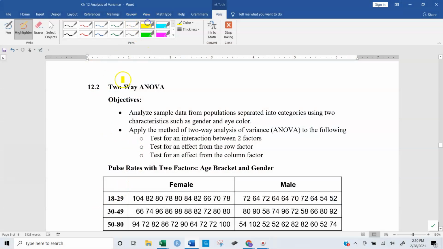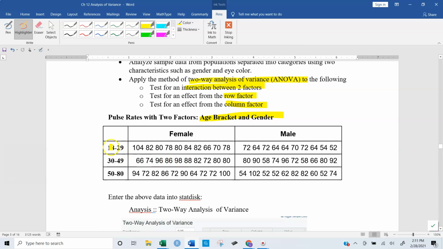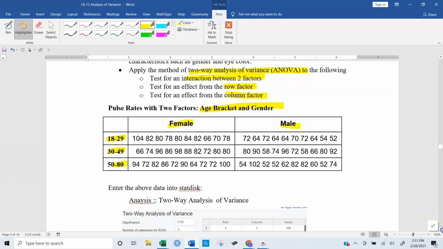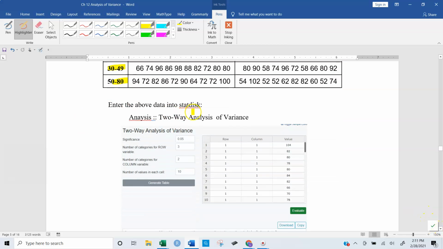Two-way ANOVA this time instead of a one-way ANOVA. There's going to be a two-way analysis of variance. We're going to look at the interaction between two factors, the row factor and the column factor, just like last time. The first example we're going to use is an age bracket and a gender. If you look here, I used ages as my rows and gender as my columns. Now when you go through here, you're going to do a two-way analysis of variance, and we have to type in our data, which I want you to do above before we get going.